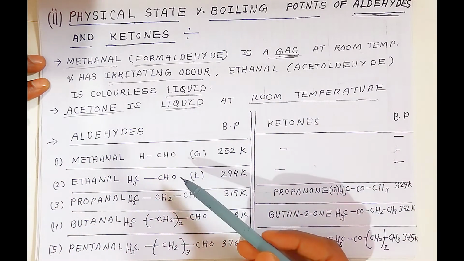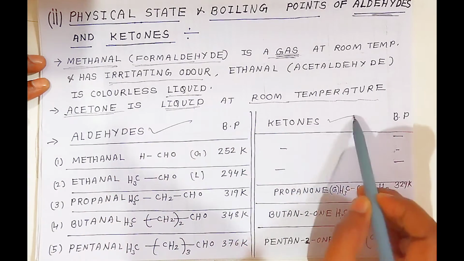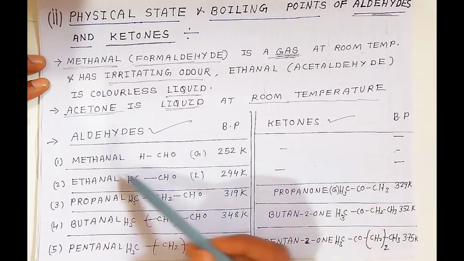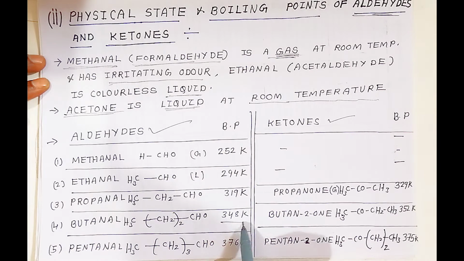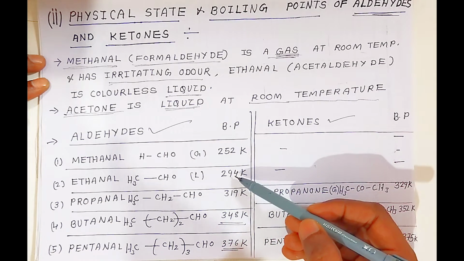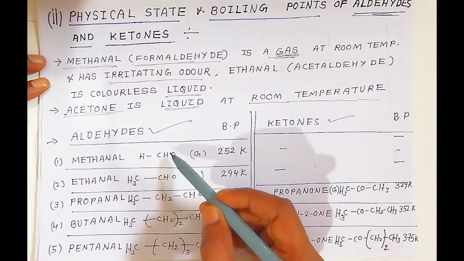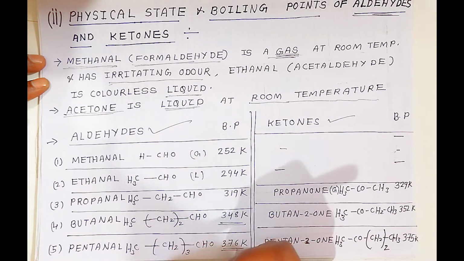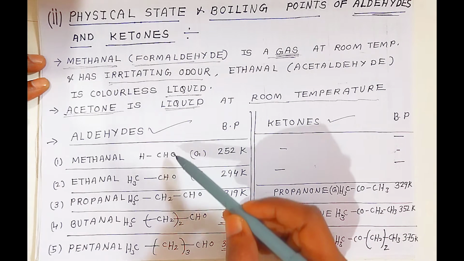Okay students, now I have shown the boiling points of aldehydes as well as ketones. When you see the boiling points, methanal is 252 Kelvin, ethanal is 294 Kelvin, propanal is 319 Kelvin, butanal, this is the structure of butanal, is 348 Kelvin, pentanal is 376. Now when you see the numbers, students, they go on increasing. As the carbon number of the aldehyde increases from top to bottom, the boiling point also increases. That means boiling point increases as the molecular mass increases.